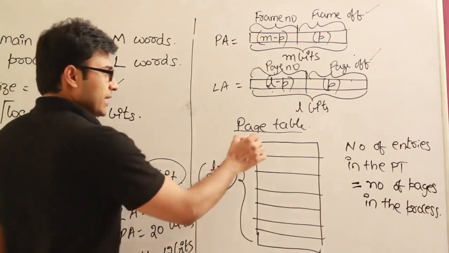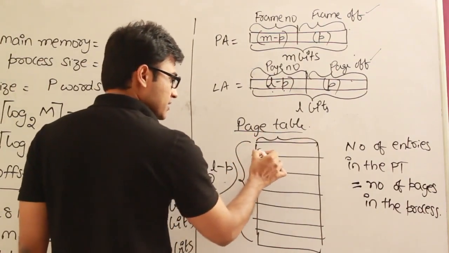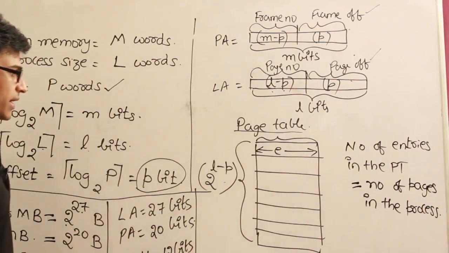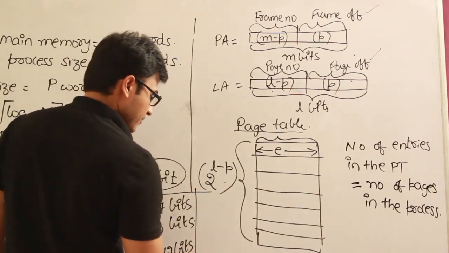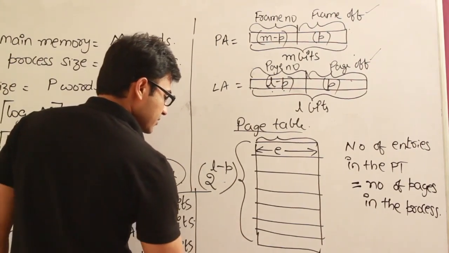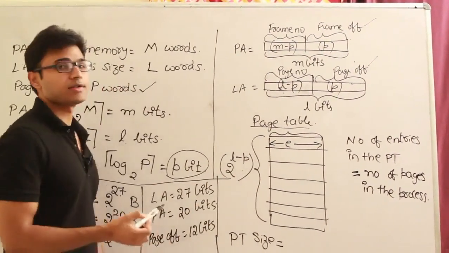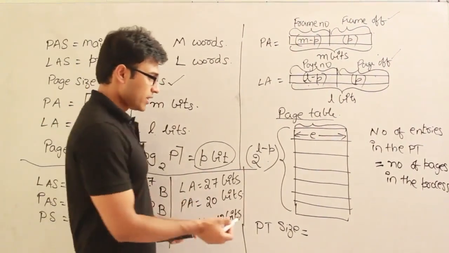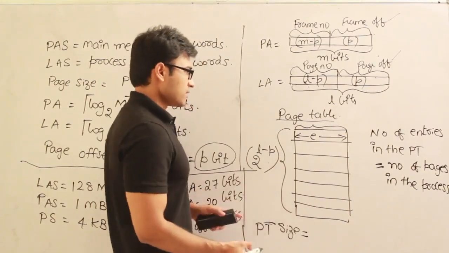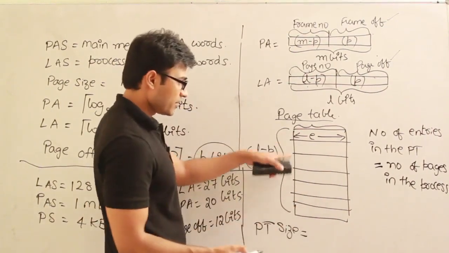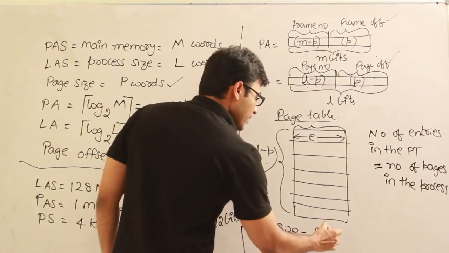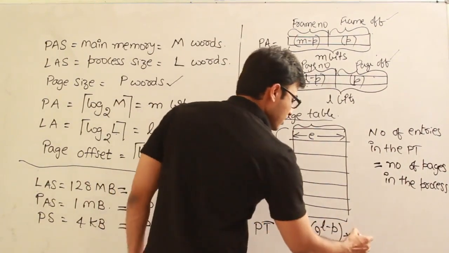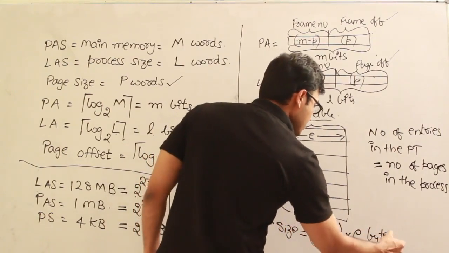And now assume that each entry size is E bytes. Then what will be the page table size? The size of the page table is very important because it is going to affect many things. I'll show you later what it is going to affect, but anyway you have to calculate the page table size. Now, how many pages are there, which means how many entries are there? 2 power L minus P entries, and each entry is of size E bytes. Therefore this is the total size of the page table.